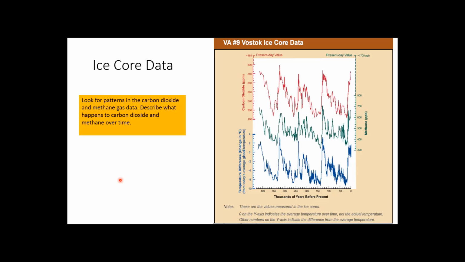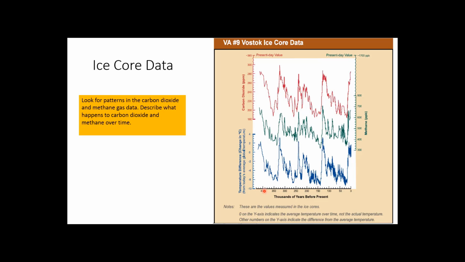Describe what happens to the carbon dioxide and methane over time. So we're looking for patterns in carbon dioxide. So let's look at this graph. We have our carbon dioxide right here, so that's our red line, and it goes up and down and up and down. On the bottom we have where this comes from, so thousands of years to the present. So the present is here, and then thousands of years back is here.